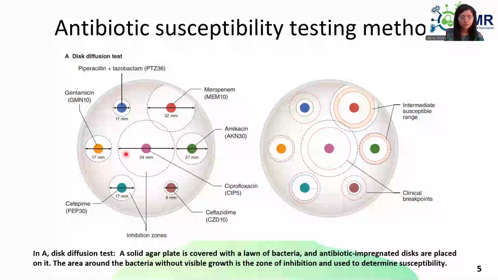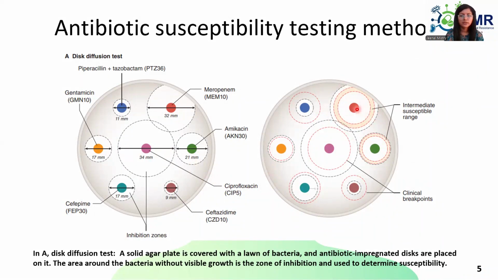Now the area around the disc without visible bacterial growth is the zone of inhibition, and this is used for susceptibility testing. So this is the antibiotic disc. This is the first line, this is the second, and this is the third. The third line is the zone of inhibition. The first is susceptible and the second is intermediate. So this is susceptible, intermediate, and resistant.